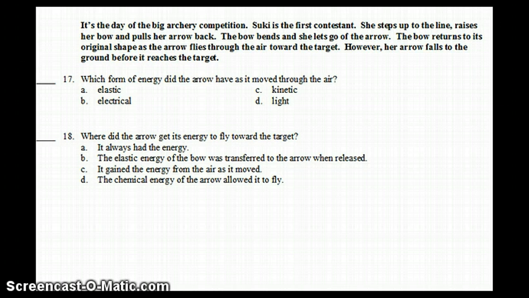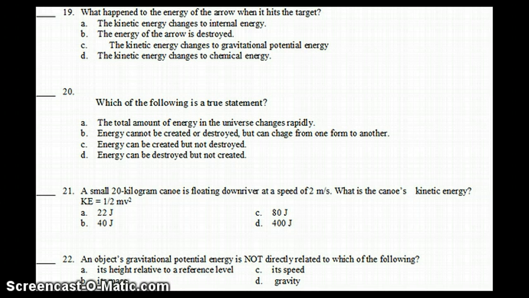A, it always had energy. B, the elastic energy of the bow was transferred to the arrow when released. C, it gained the energy from the air as it moved. Or D, the chemical energy of the arrow allowed it to fly. 19. What happened to the energy of the arrow when it hit its target?